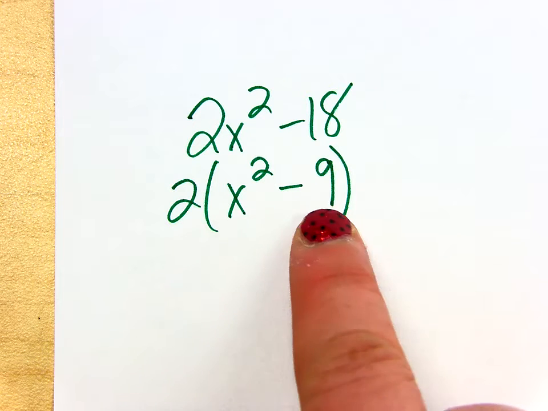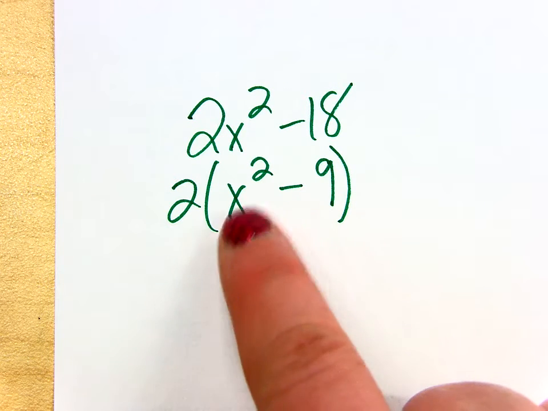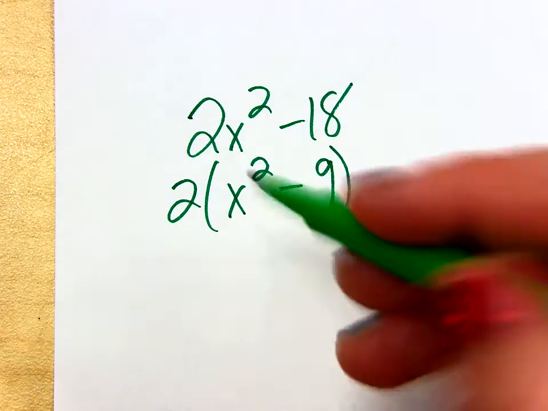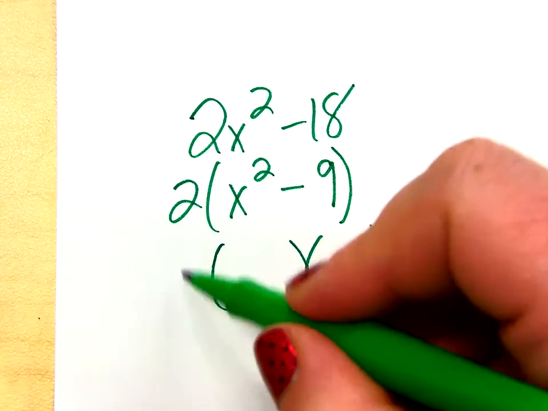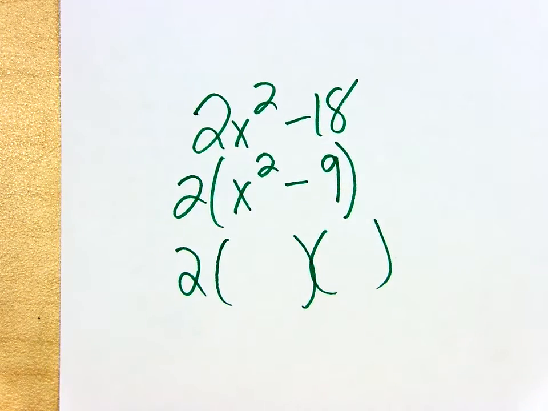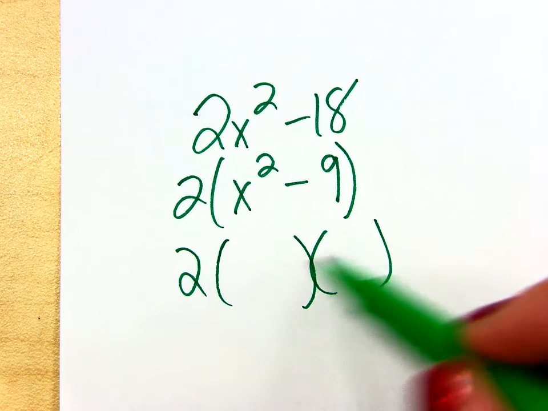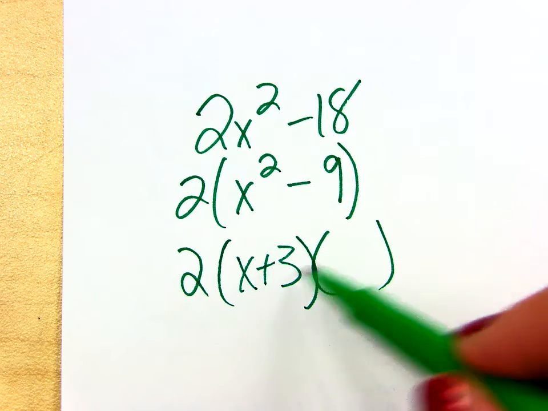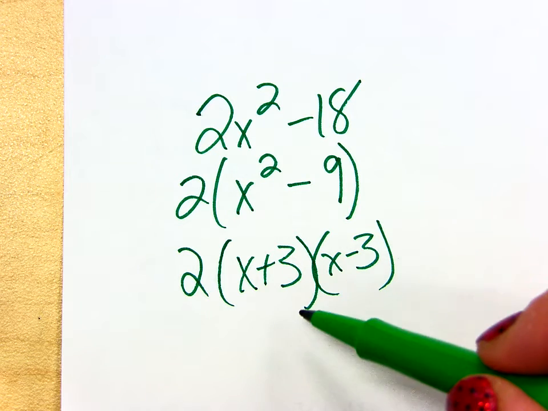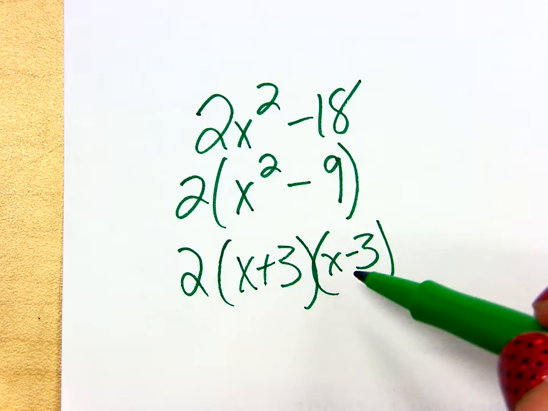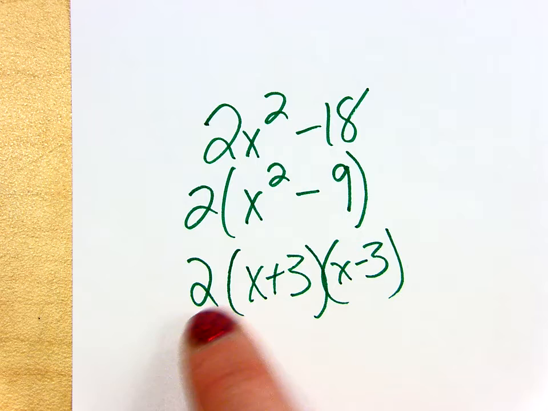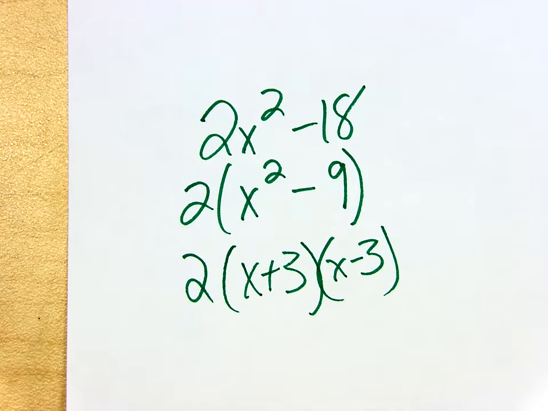Now I realize, oh, hey, that in the parentheses is the difference of two perfect squares. So that's going to split up, and then this 2 just comes down for the ride. And these become x plus 3, x minus 3. Again, the order doesn't matter, so if you say x minus 3, x plus 3, who cares? You just need to have all 3 of these pieces.